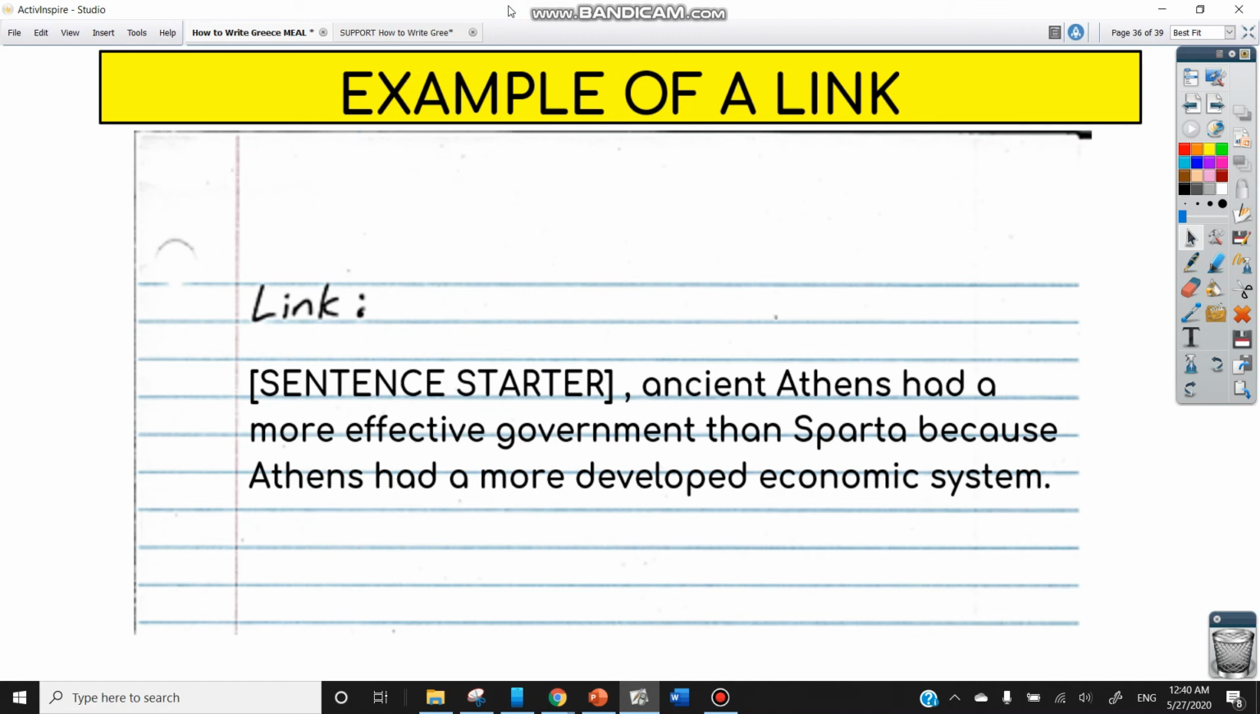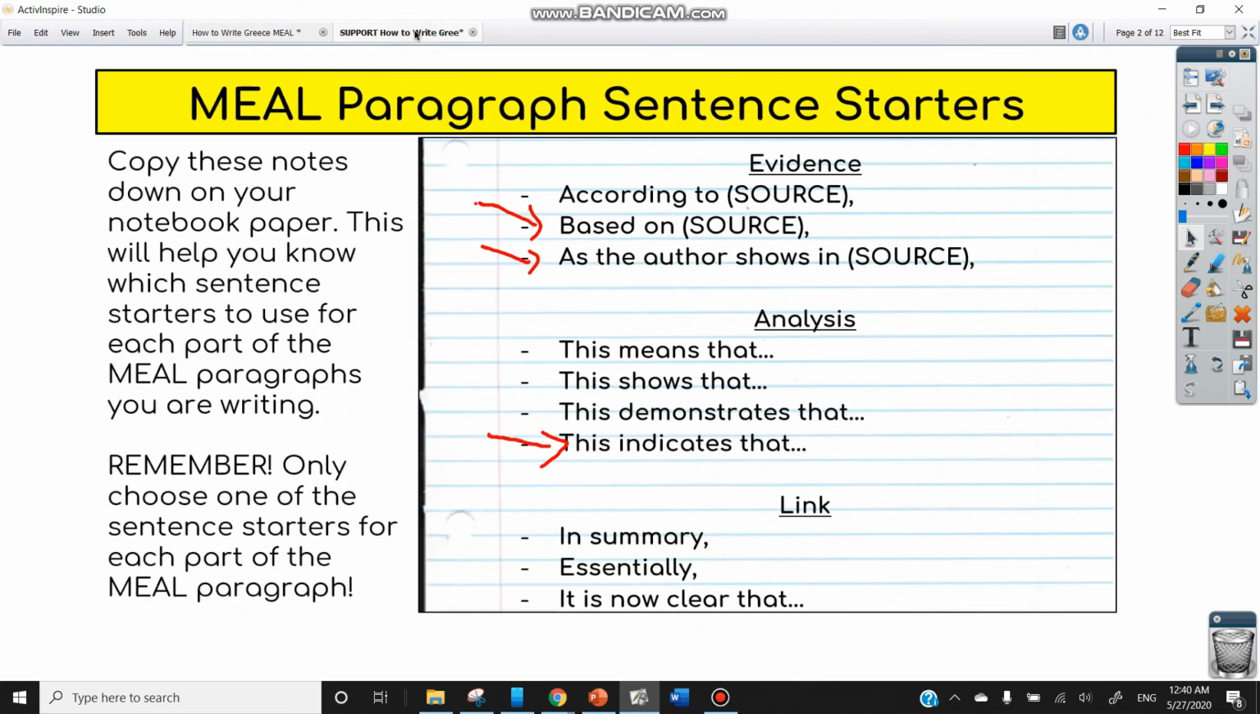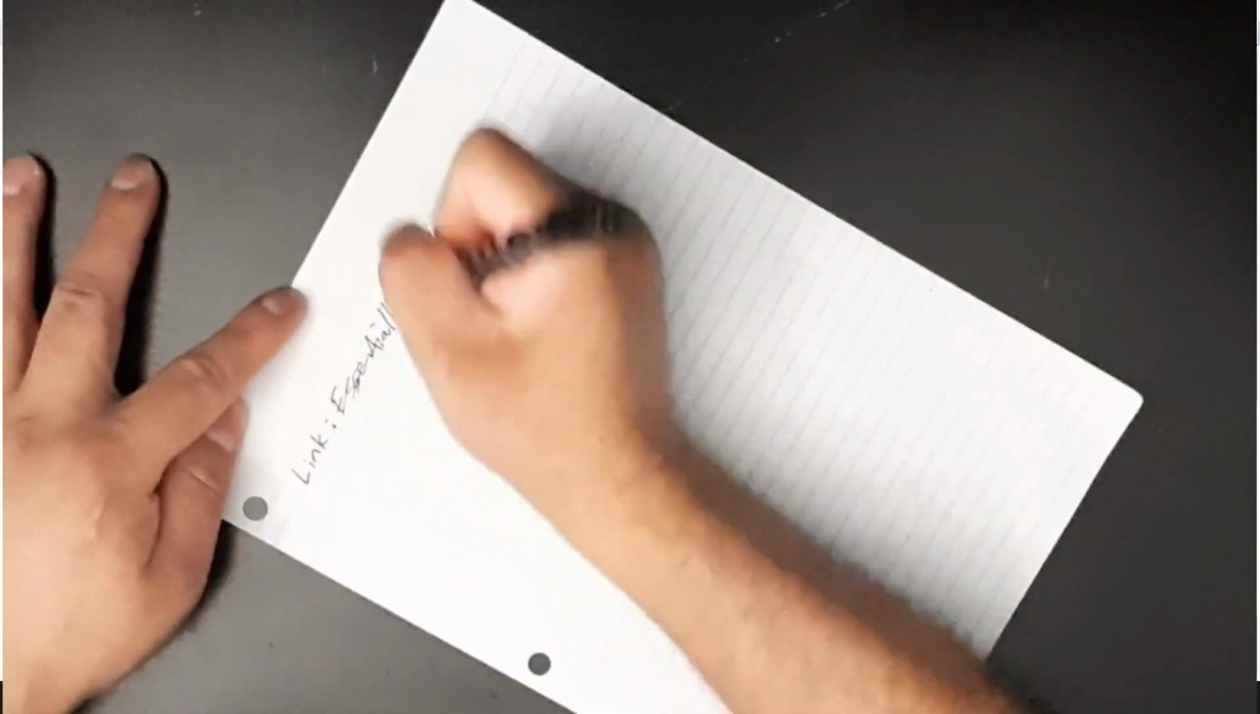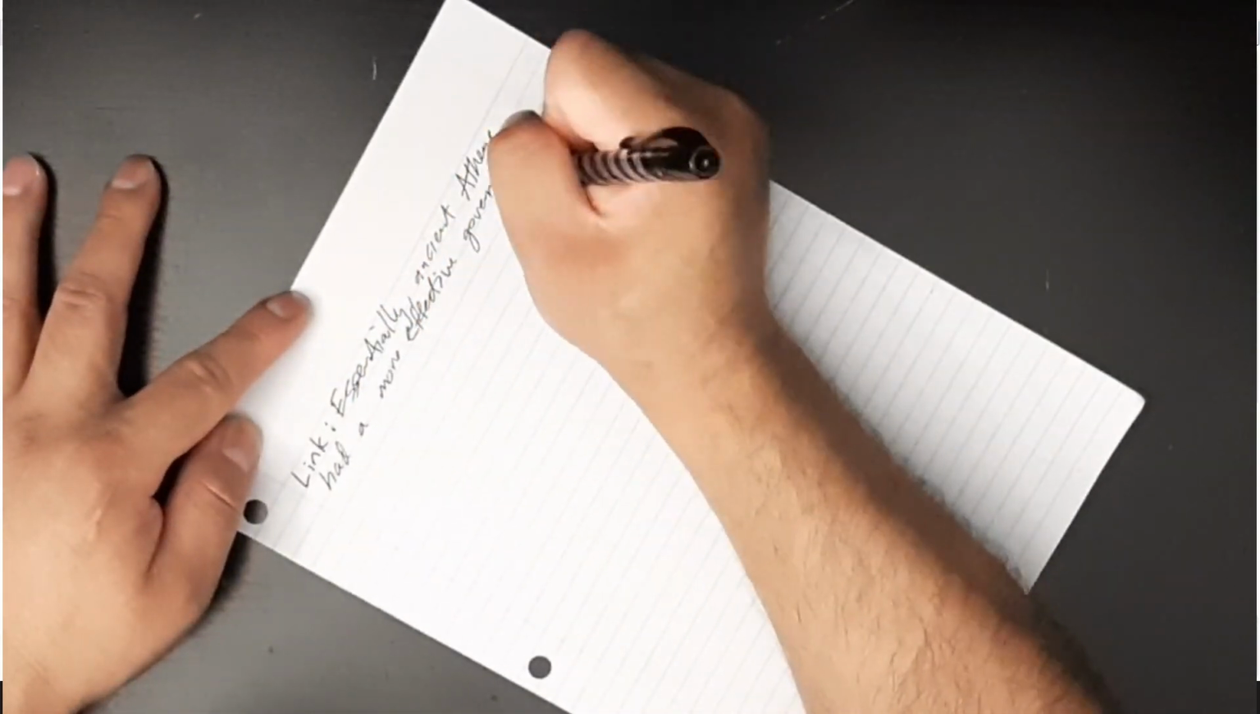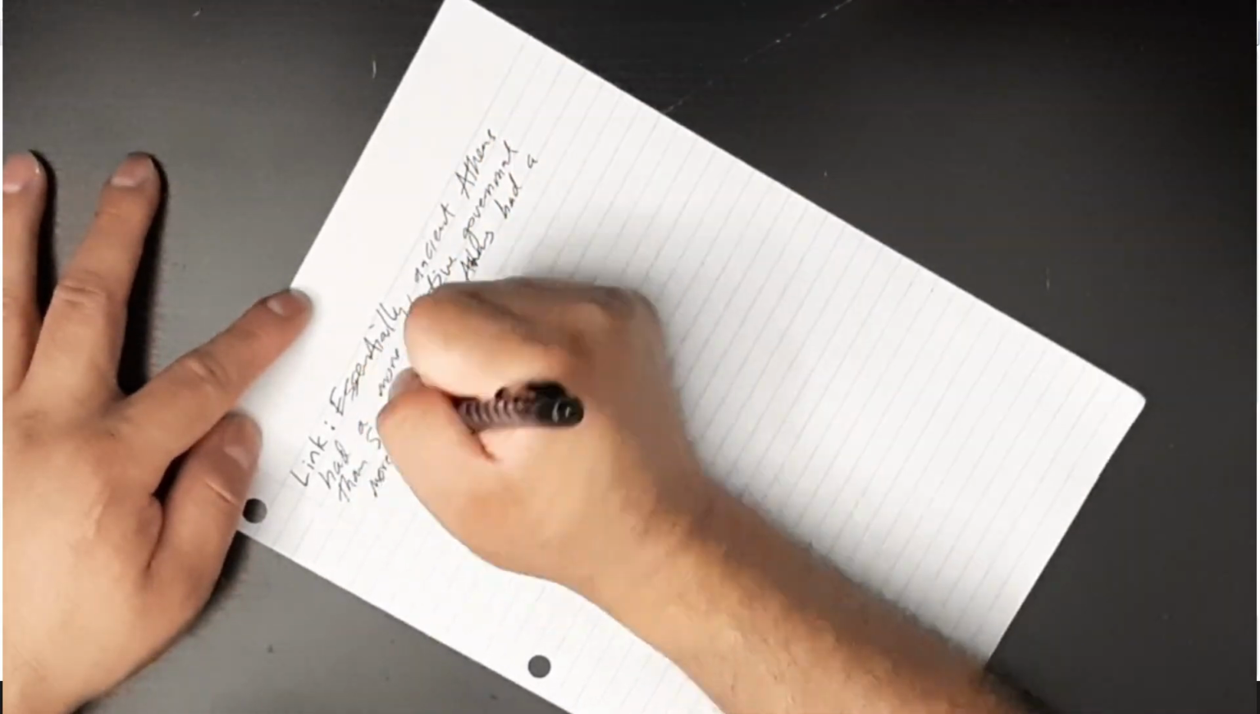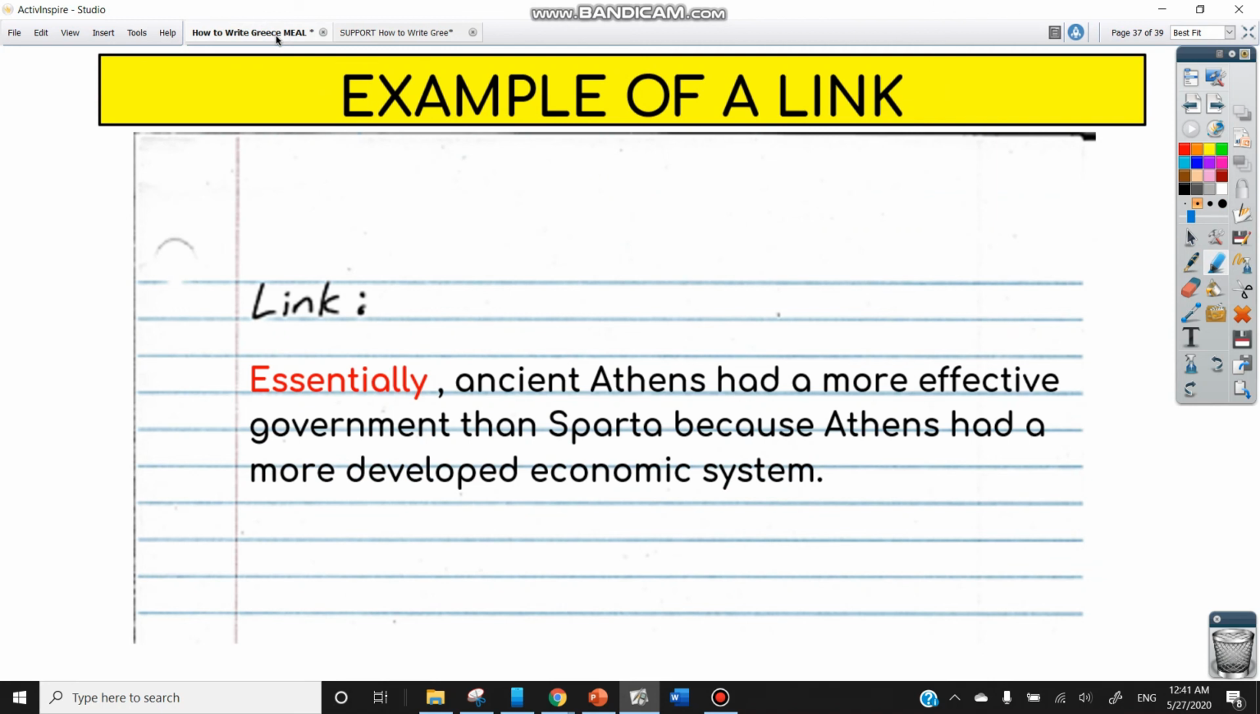You'll see here that we have an opportunity to find a sentence starter. So once again, we look at the sentence starter guide. We have these 3 choices: in summary, essentially, and it is now clear that. Let's go with the second choice, essentially. Essentially, ancient Athens had a more effective government than Sparta because Athens had a more developed economic system. And that's basically it. You don't really need to give much more information than this. It is just a simple summary of what the meal paragraph was about.